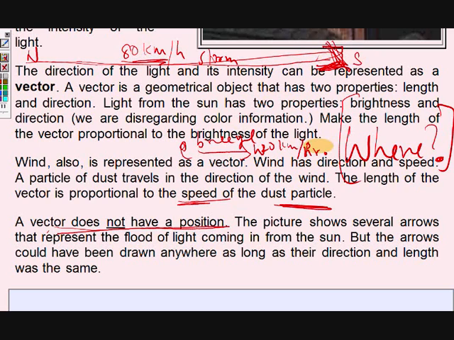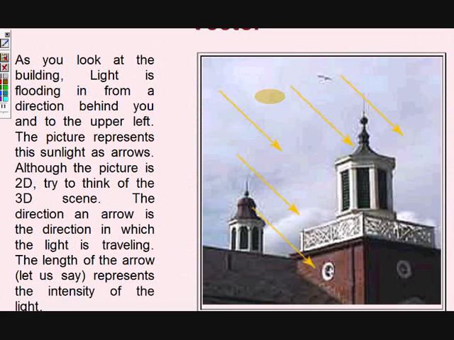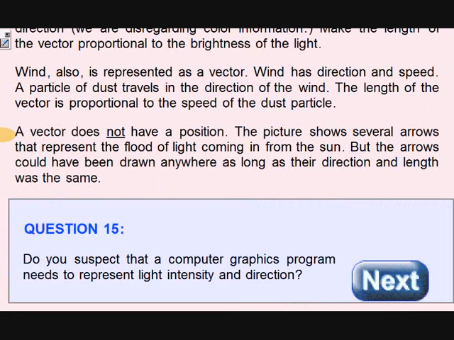Okay, the picture shows several arrows that represent the flood of light coming from the sun. But the arrows could have been drawn anywhere as long as their direction and length were the same. So there is no position. This is only direction. Okay.